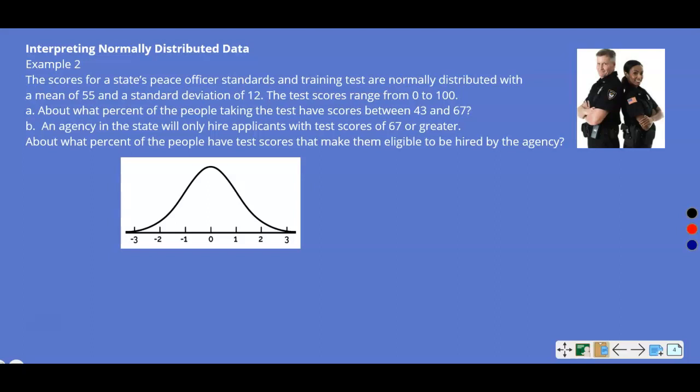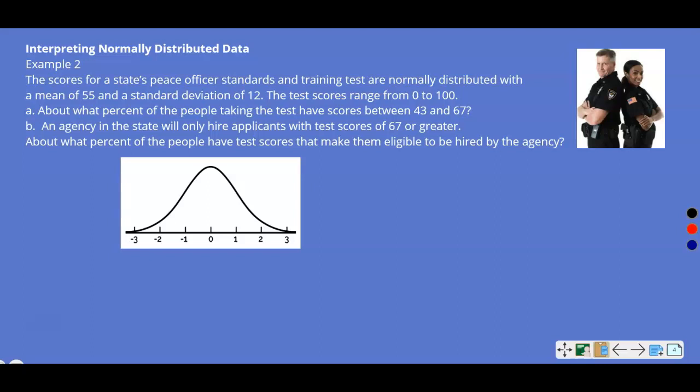Example 2, interpreting normal distribution data. The scores for a state's peace officer standards and training test are normally distributed with a mean of 55 and a standard deviation of 12. The test scores range from 0 to 100. About what percent of people taking the test have scores between 43 and 67? An agency in the state will only hire applicants with test scores of 67 or greater. About what percent of people have test scores that make them eligible to be hired by the agency?